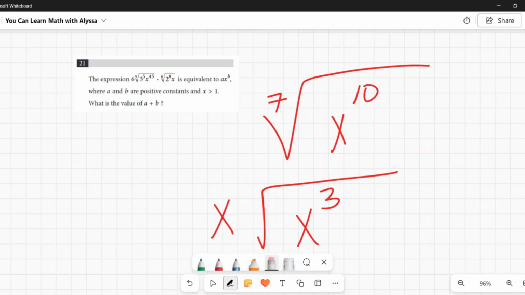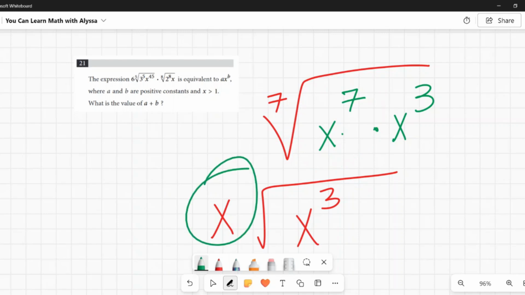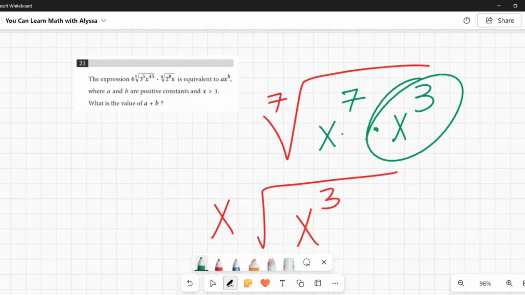The reason for this is because x to the power of 10 is the same as x times itself 10 times. So we could say that is x to the power of 7 times x to the power of 3. Because remember, 7 plus 3 is 10, so you can go back and forth by that rule we just said. So the 7th root of x to the 7th is x, like the square root of x squared is x, and the cube root of x cubed is x. Just how it works. And that x cubed is left behind.